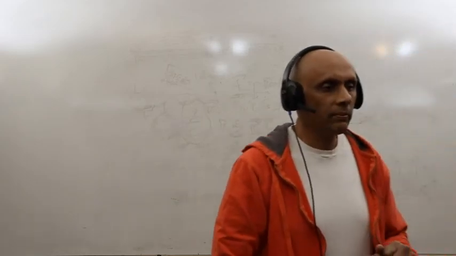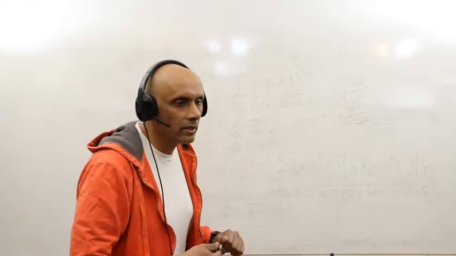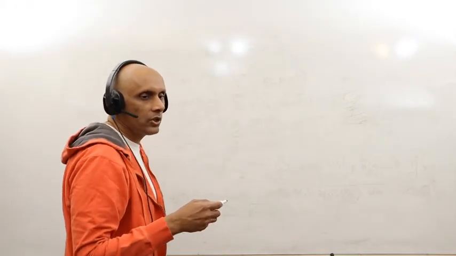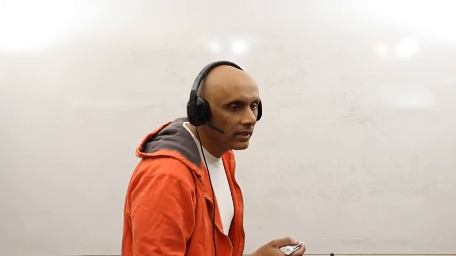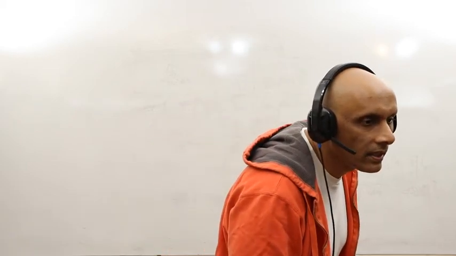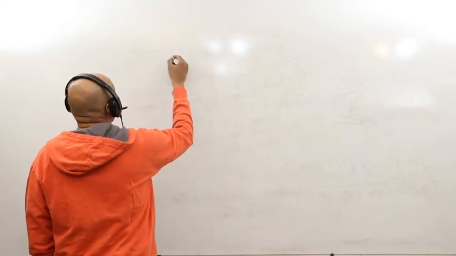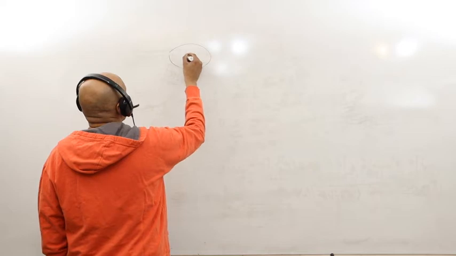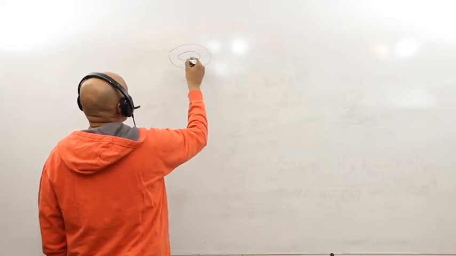So in this example, we're doing exam review 3, question number 9. We're told that we have a toroidal solenoid, which is basically a donut solenoid. So here's our donut.